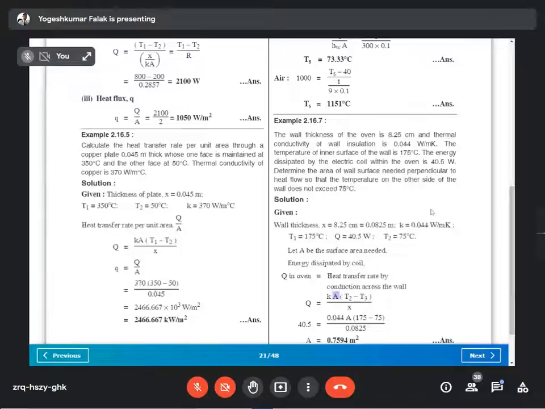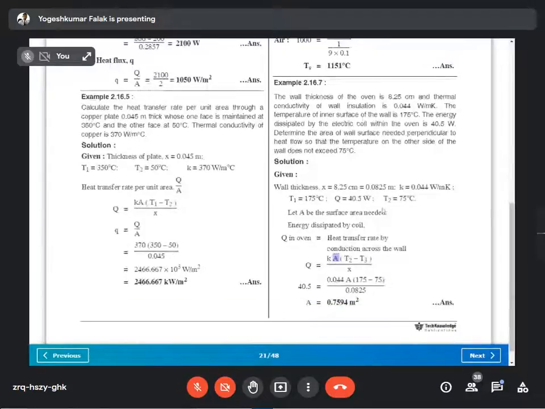It is a simple numerical. If you put it in, 40.5 is equal to 0.044, the value of thermal conductivity, multiplied by area, multiplied by the temperature difference 175 minus 75, divided by X in meters. So you get that area is equal to 0.7594 meter square. Please note down this numerical and solve it. Calculate whether you are getting the same answer or not, and let me know about it.